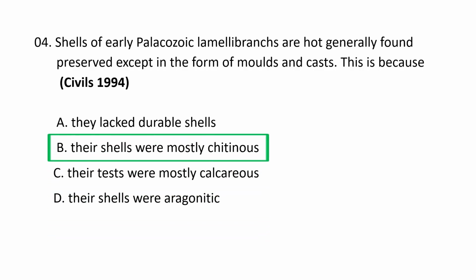Their shells were mostly chitinous. Shells of early Paleozoic lamellibranchs or bivalves are rarely preserved as original material, appearing instead as molds and casts, primarily because their shells were composed of aragonite, a metastable form of calcium carbonate that dissolves easily or recrystallizes during early diagenesis. So shells of early Paleozoic lamellibranchs are generally found preserved only in the form of molds and casts because their shells are mostly chitinous. B is the correct option.